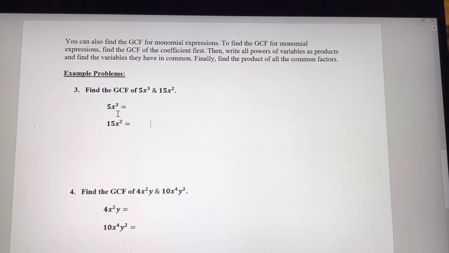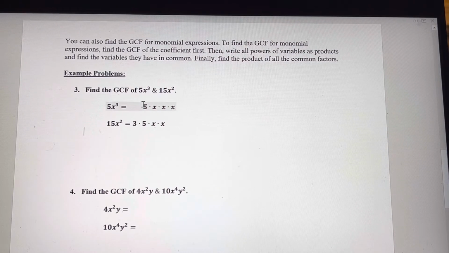So we're going to start out with a pretty easy one here. 5x cubed: 5 is already a prime number, so numerically that can't be broken down anymore. But x cubed is going to be the product of three different x's. So I want to break it down like that. 15 is broken down as 3 times 5, and then x squared is the product of two x's.